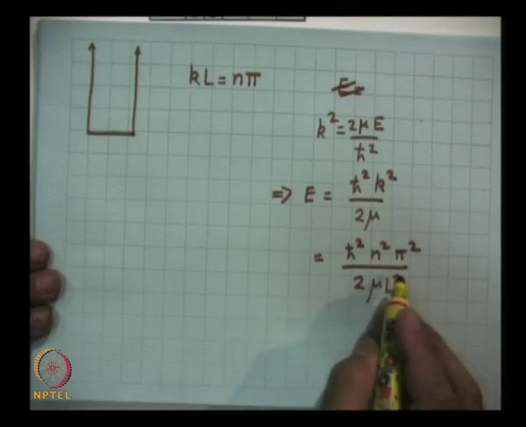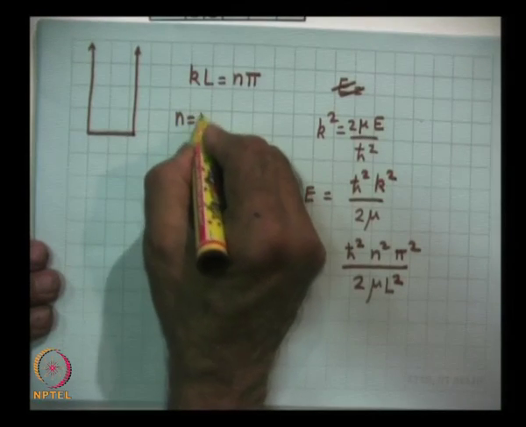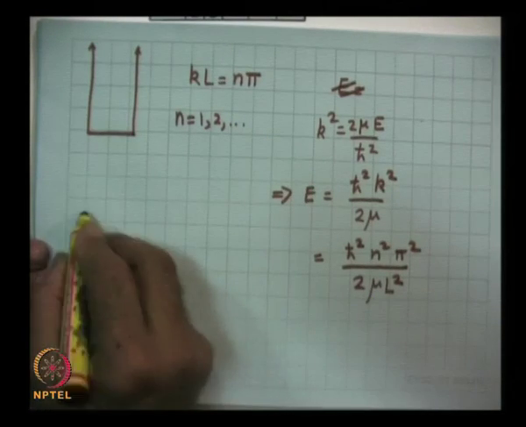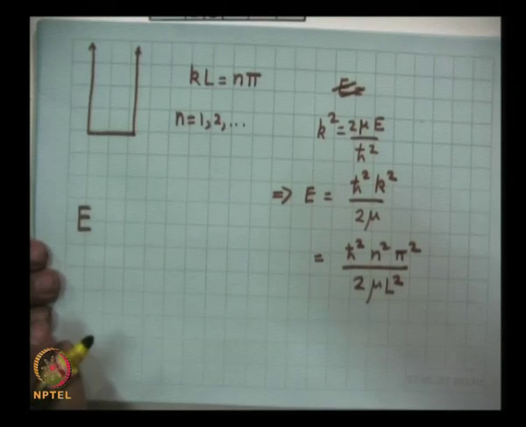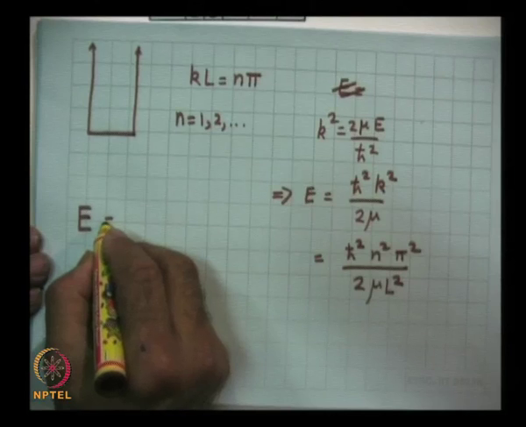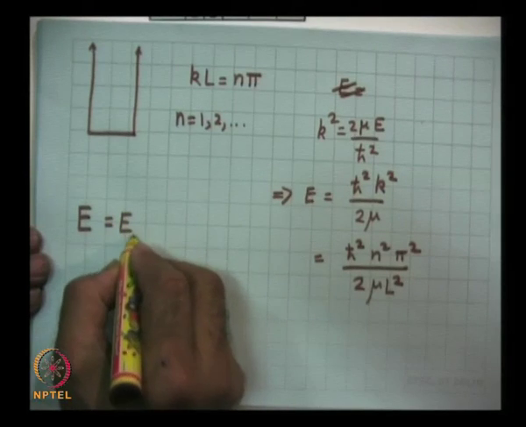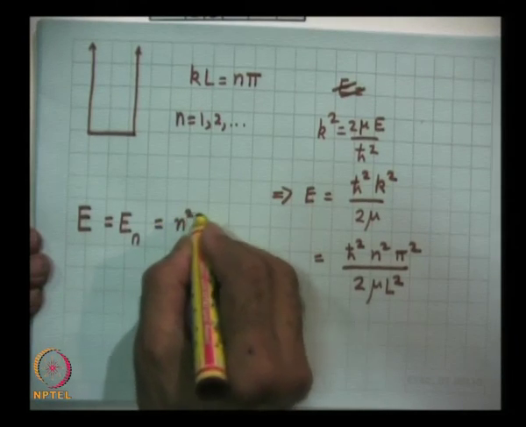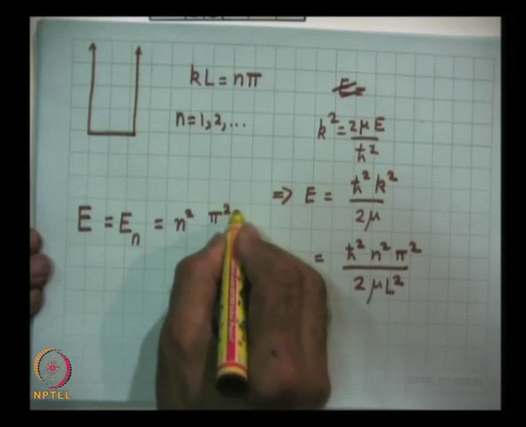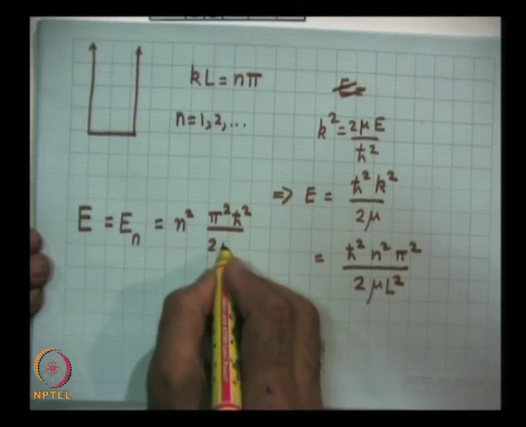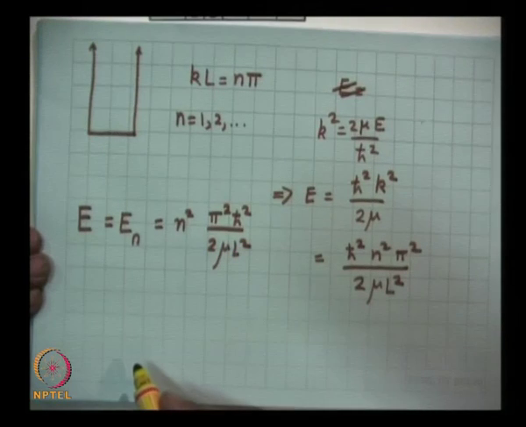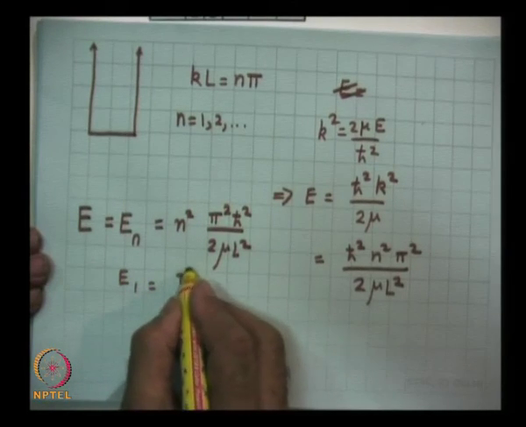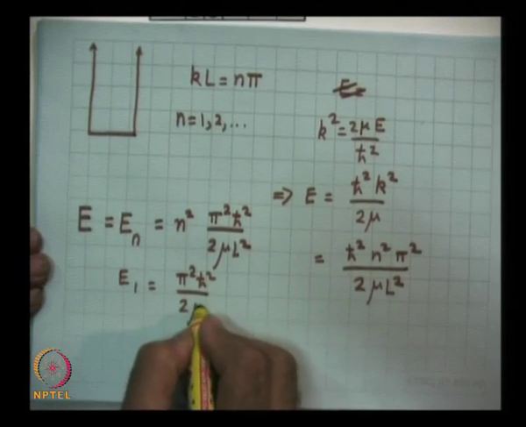So, this becomes where n can take only discrete values, n is equal to 1, 2, 3. Therefore, the energy E of the particle can take only a set of discrete values E n, which is equal to n square times this constant pi square h cross square by 2 mu L square. When n is 1, E 1 is equal to pi square h cross square by 2 mu L square.